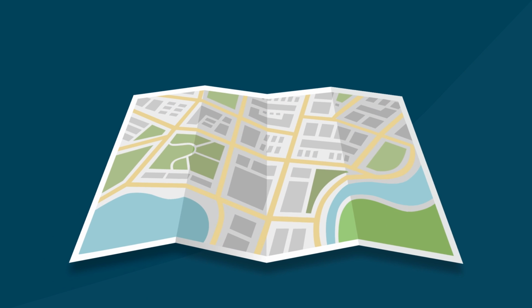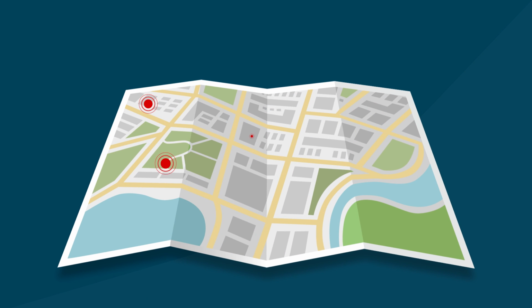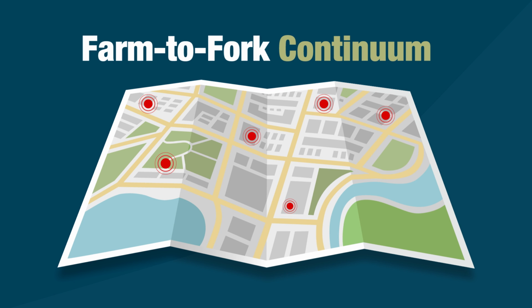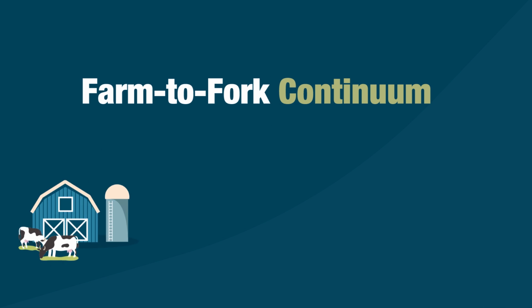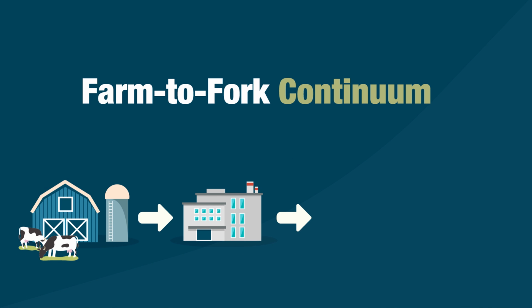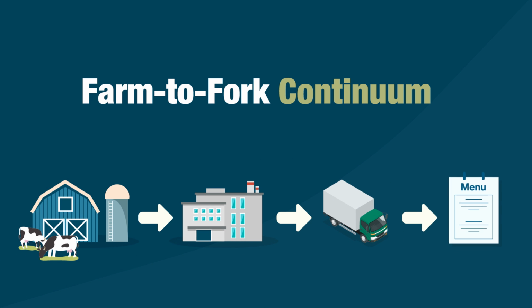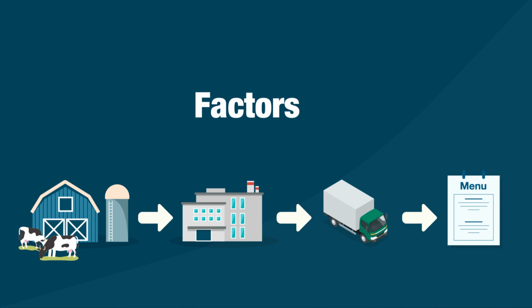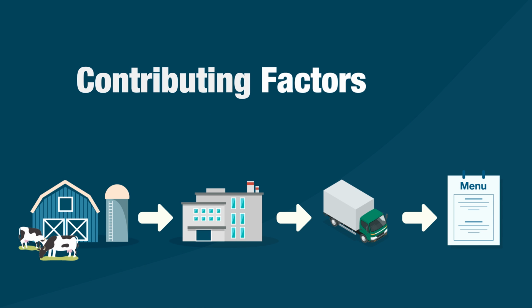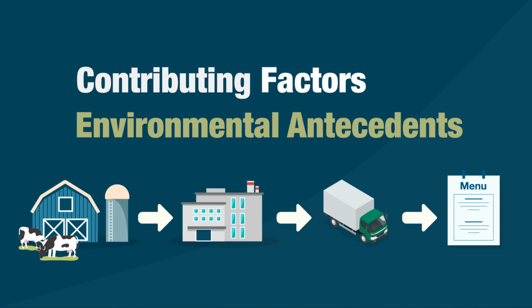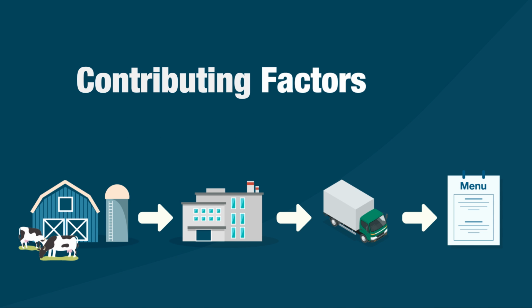When a foodborne illness outbreak is suspected, the responsible jurisdiction must determine where in the farm-to-fork continuum the problem occurred. This continuum includes harvesting, manufacturing, distribution, and points of final service, such as a restaurant or someone's home. The responsible jurisdiction will also investigate the factors that led to the outbreak. These are known as contributing factors. The underlying root causes of these factors are known as environmental antecedents. This video will focus on identifying contributing factors.